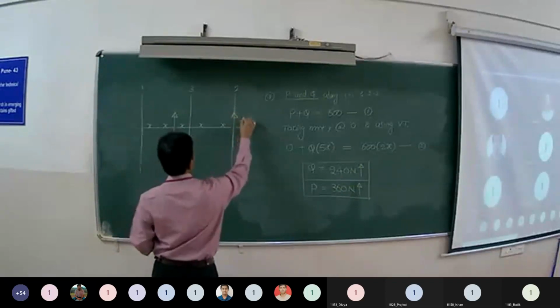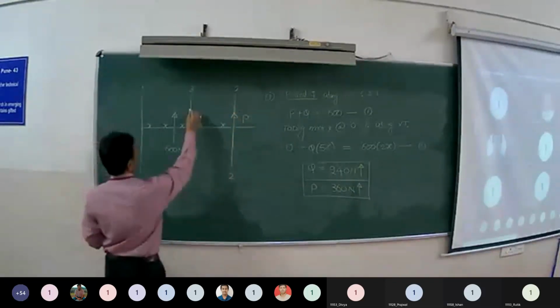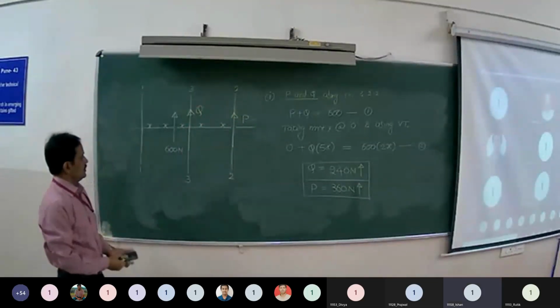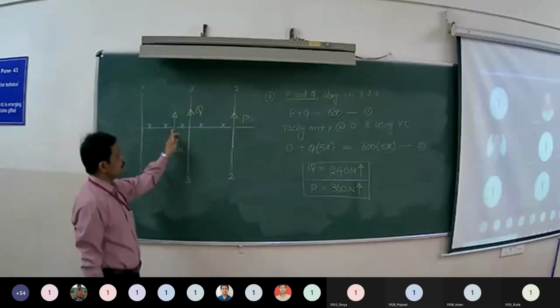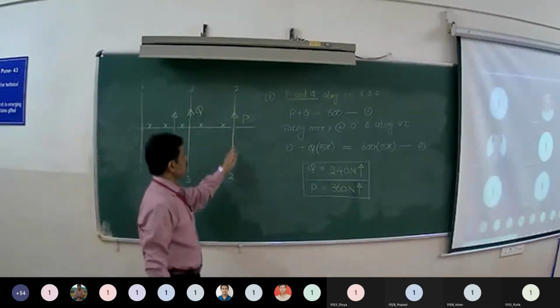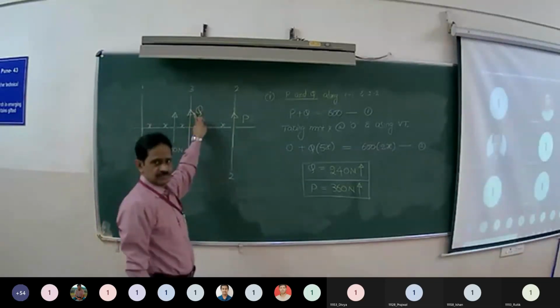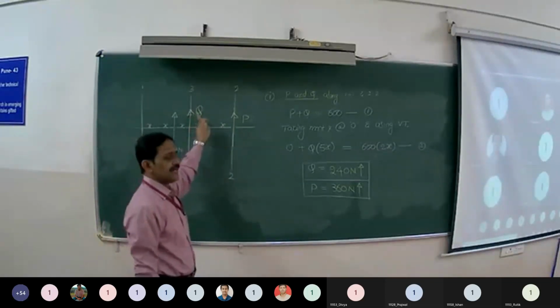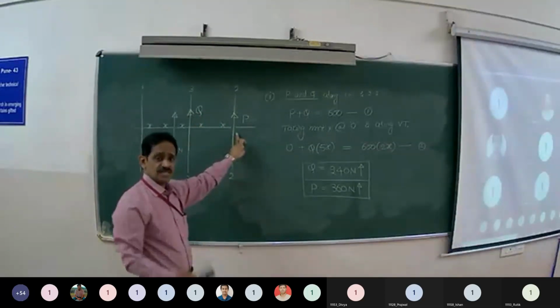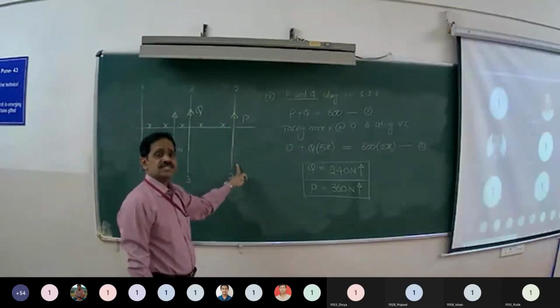The component along the line 2, 2, I am saying it as P. And the component along the line 3, 3 as Q. So you have to resolve these 600 into components along 2, 2 and 3, 3. I am assuming initially both are upwards. This is the assumption. If you get the positive answer, your assumption is correct. Suppose if you get a negative answer, you have to change the sense.